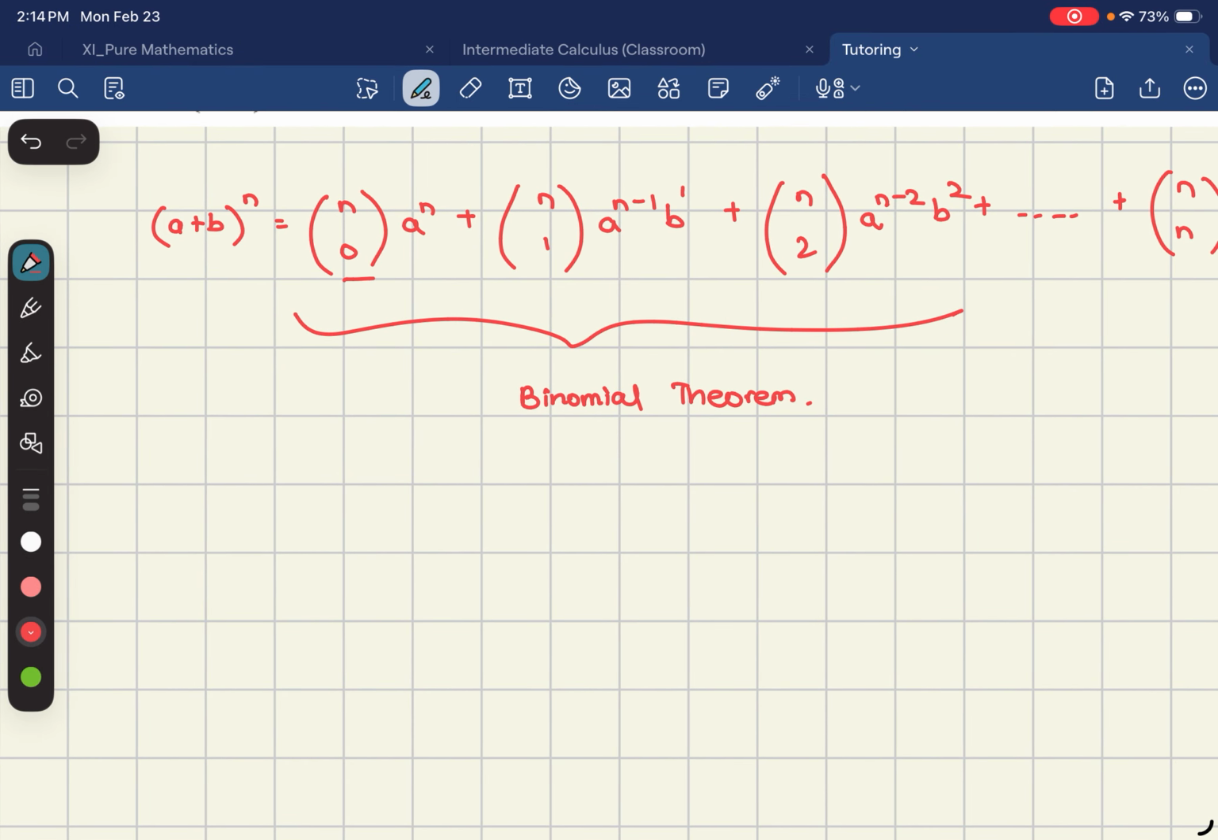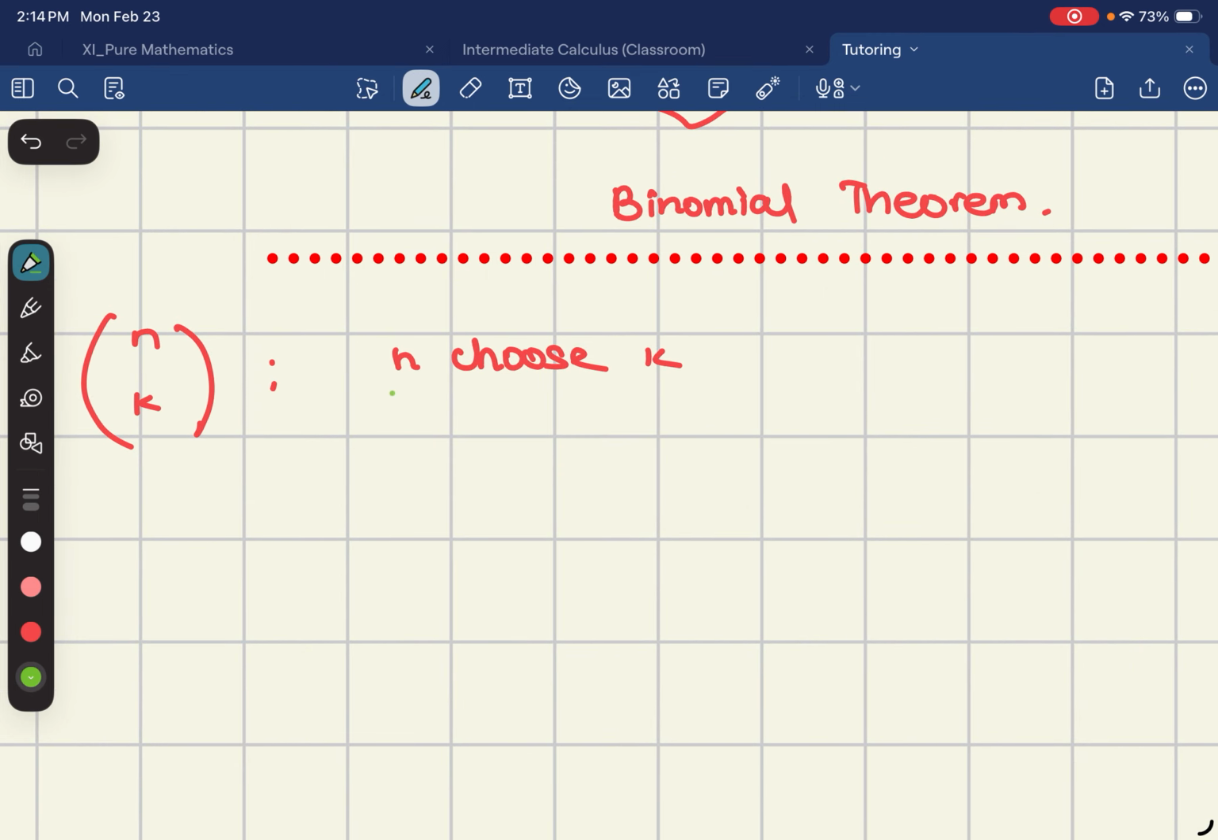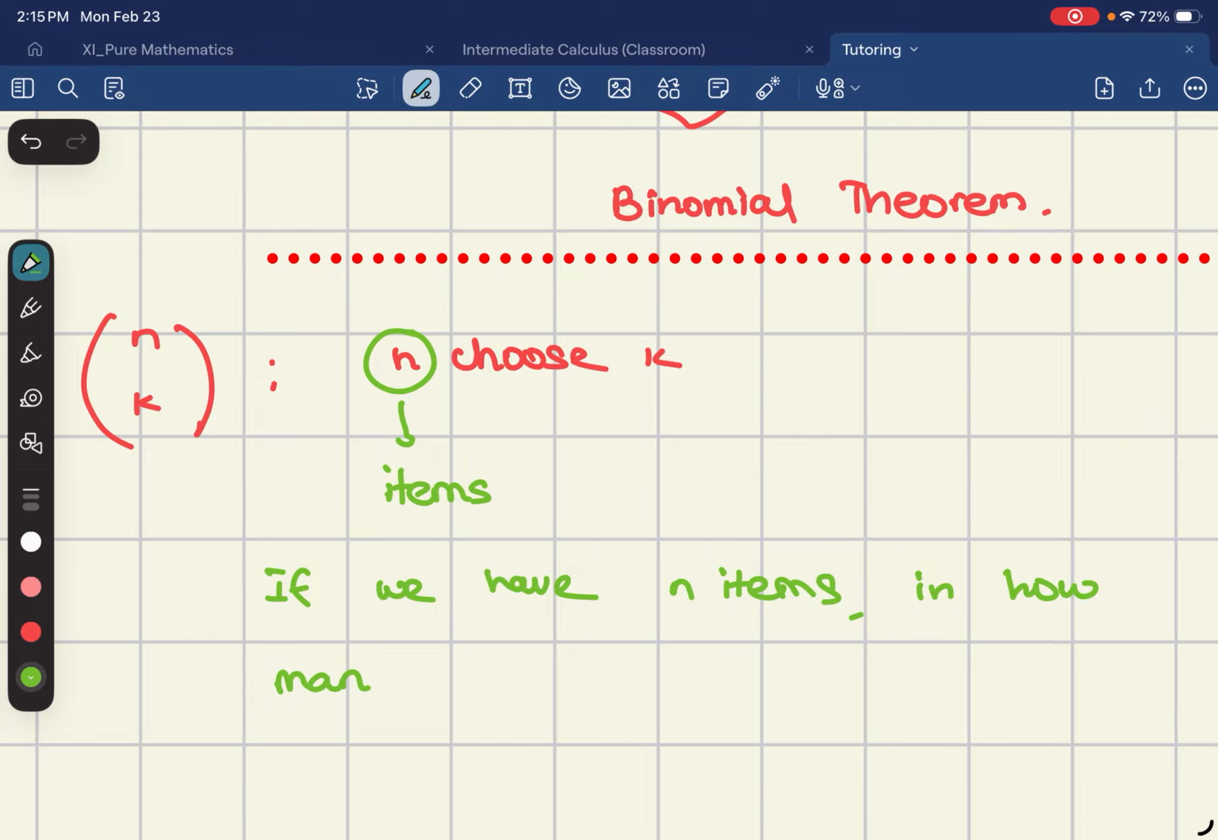Now, what are these coefficients that we're writing? Well, nCk, which we also say n choose k, means: if we have n items, in how many ways can we select k items?